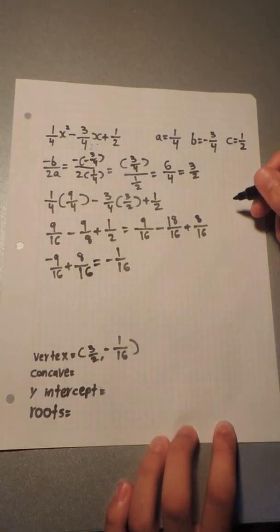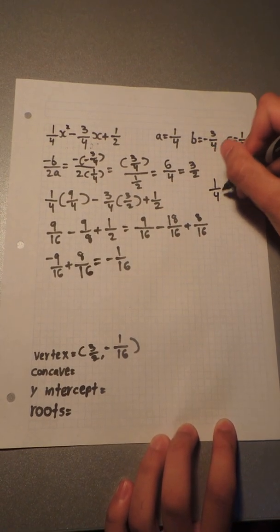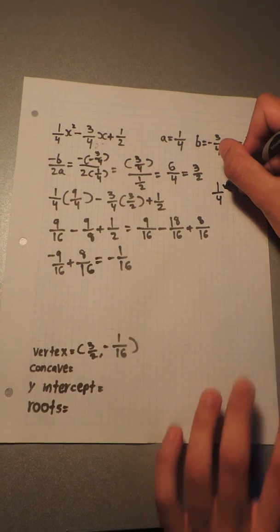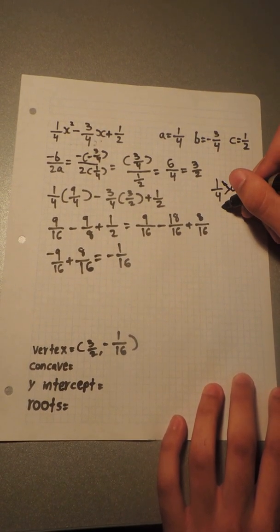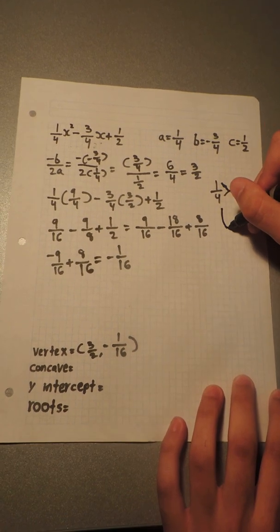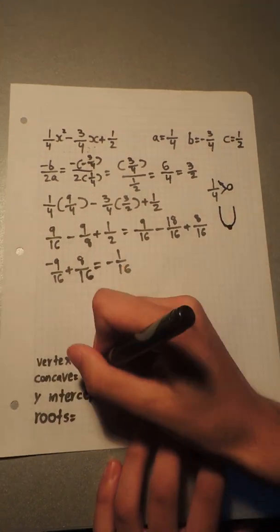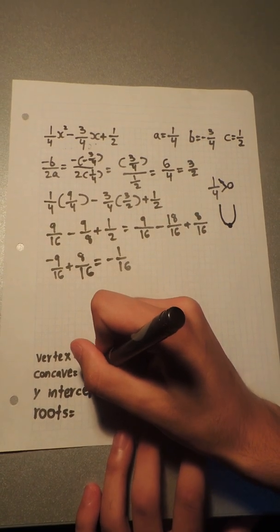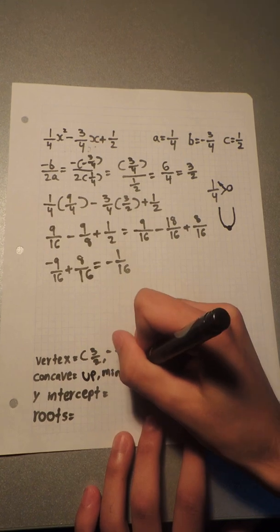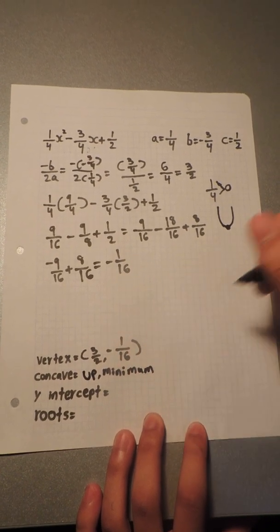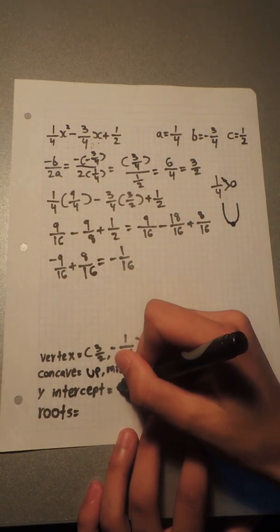Now, for the concavity, since the leading coefficient 1/4 is bigger than 0, then it will be concave up, like this, and it will have a minimum point. So this is concave up, and it has a minimum. Now for the y-intercept, it is simply the independent term, which is 1/2.